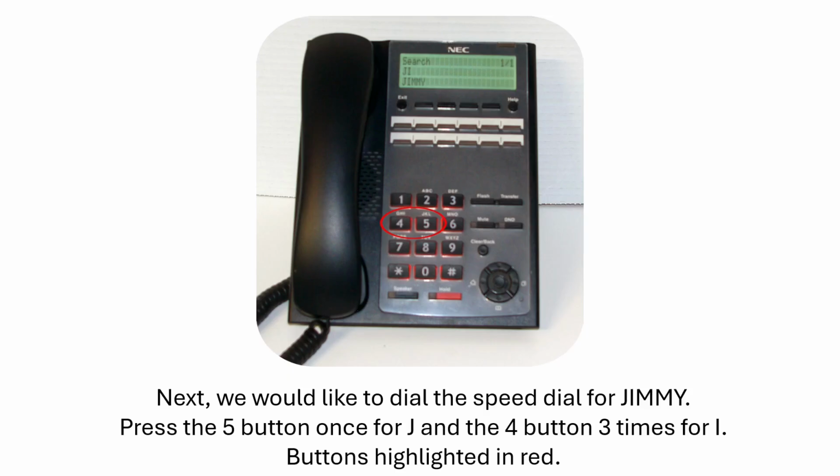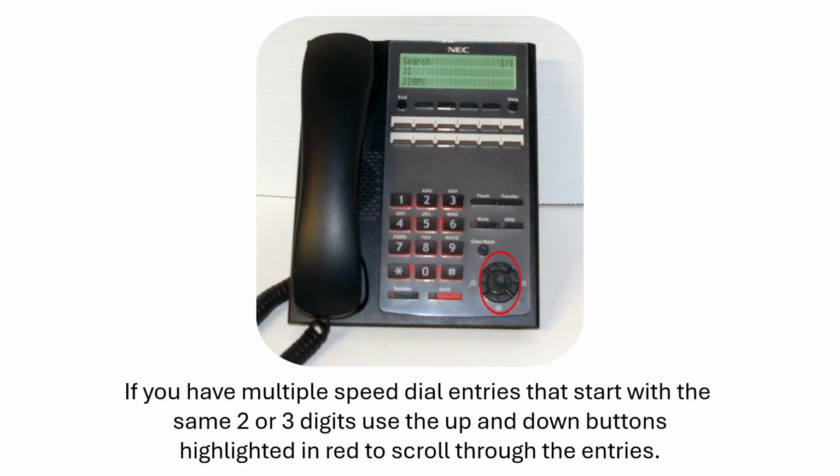Press the 5 button once for J and the 4 button 3 times for I. Buttons highlighted in red. If you have multiple speed dial entries that start with the same 2 or 3 digits, use the up and down buttons highlighted in red to scroll through the entries.